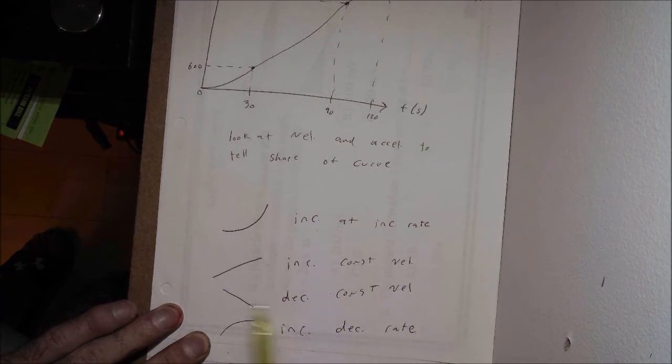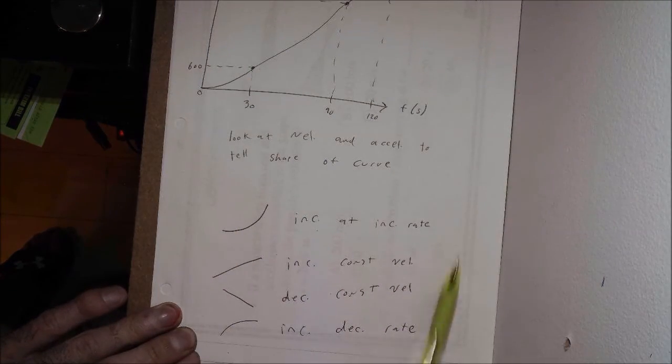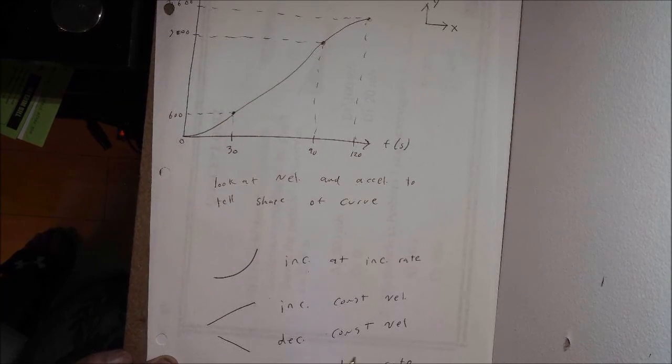Decreasing at a constant velocity. Well, we didn't have that in our graph or our problem here, but we did have increasing at a decreasing rate for our deceleration right there. So this is something to always reference back to when we're drawing out our position versus time graphs if we want to know the shape of the curve.